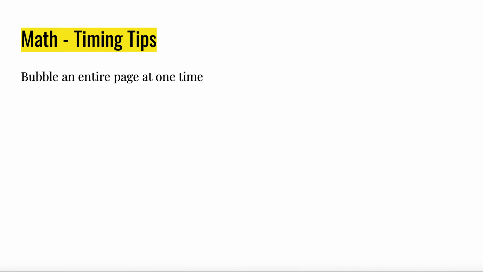This prevents you from having to flip back and forth between your test booklet and your answer document or your bubble sheet. It may seem like a small amount of time that you're spending flipping back and forth, but it really does start to add up when you're doing it 60 times in the section. So that's a good tip to help you save some time really easily.